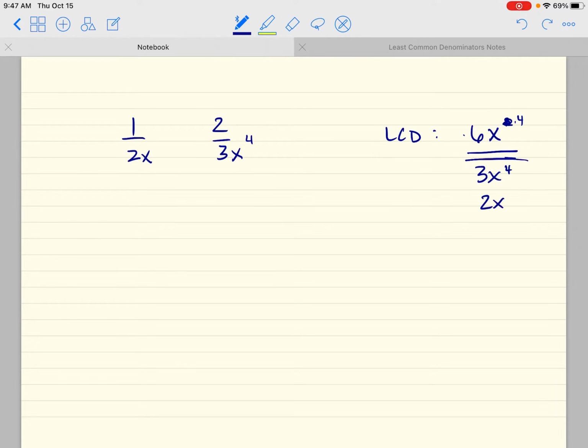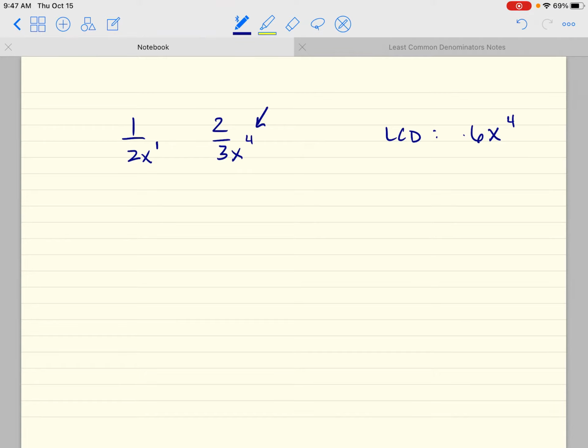So what we're going to be looking for here is sort of the opposite of what we're doing with the greatest common factor. If we were looking for a greatest common factor, we want the smallest number that divides into our numbers. When it's the least common multiple, we want the smallest number that our numbers divide into. And with the greatest common factor, we take the smallest exponent we see on our variables, and with the least common multiple, we take the largest exponent.